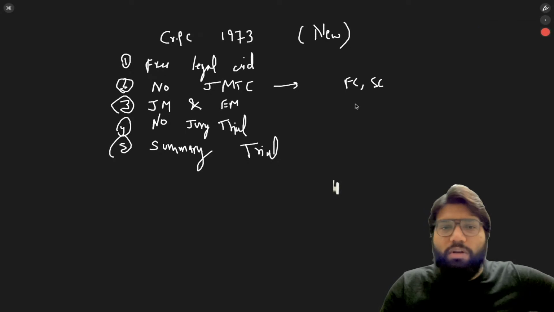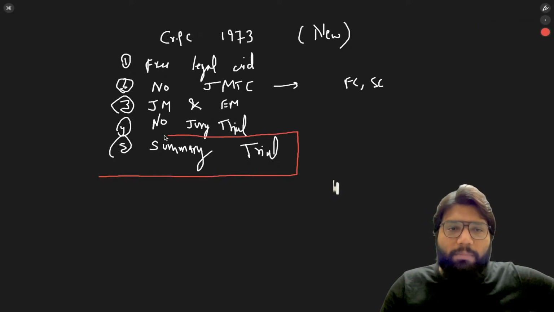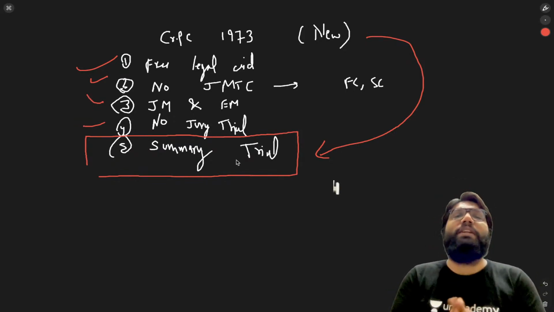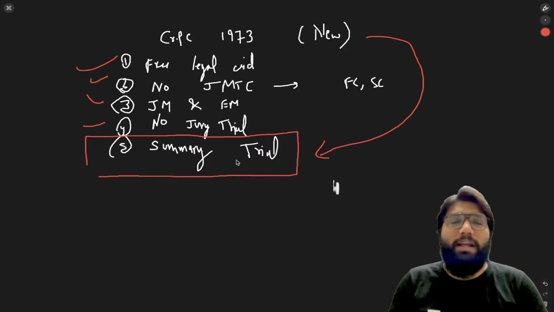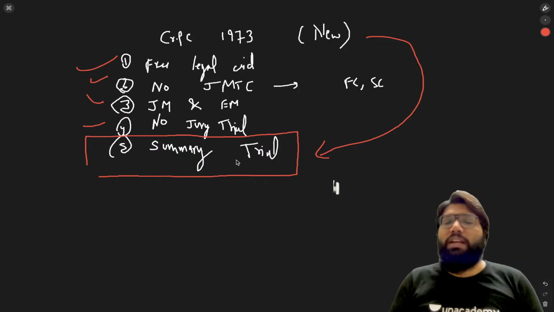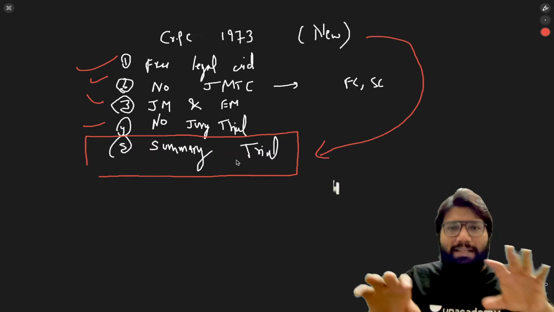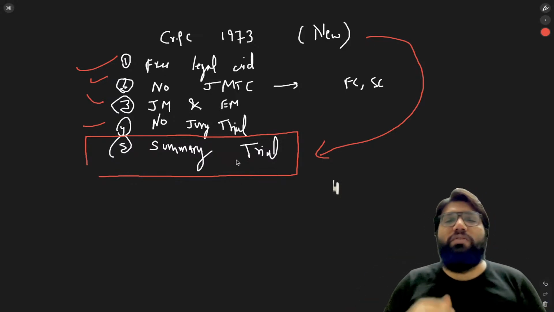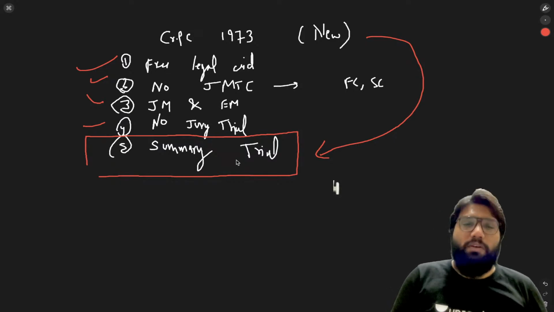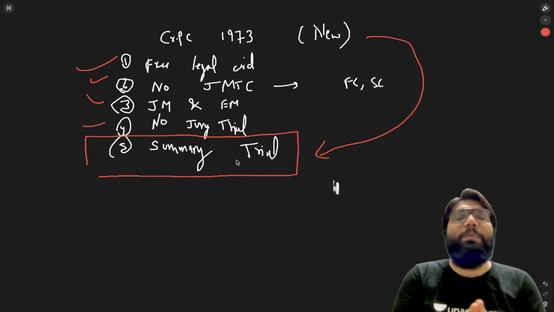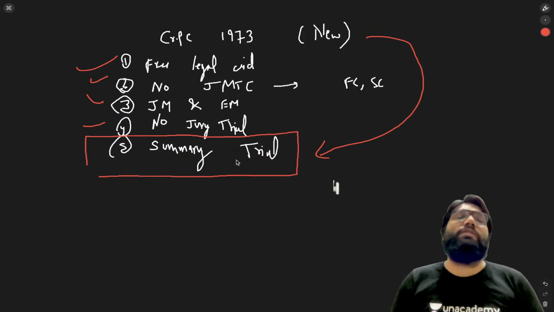So this is the introduction of the concept of summary trial, students. That was the new concept in CrPC 1973 along with these concepts. Before that, there was CrPC 1898. There was no concept of free legal aid. There was the concept of judicial magistrate third class. There was no clear distinction between the functions of judicial magistrate and executive magistrate, there was the concept of jury trial, and there was no concept of summary trial. But with this new code, CrPC 1973, we introduced the concept of summary trial. Now coming to the next question, what is summary trial?